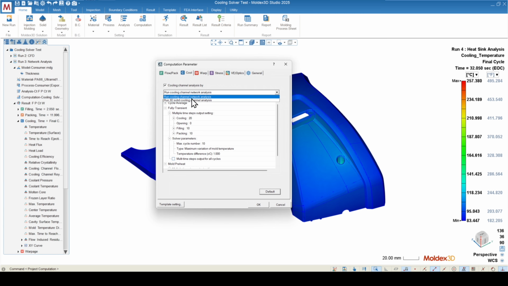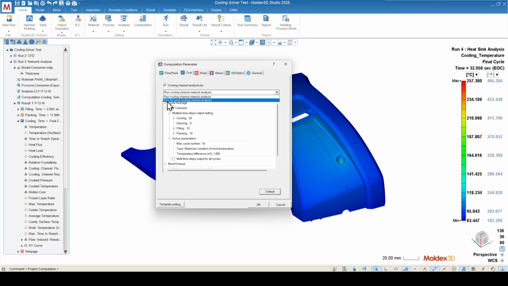Those are the two options that we see under here. The cooling channel network analysis will only be available if you have a line-defined cooling system. If you have any elements of your cooling system that are based on a solid geometry, this option will not be available. The network analysis will not be available, and you will only have the option to either run the heatsink analysis or the CFD analysis.